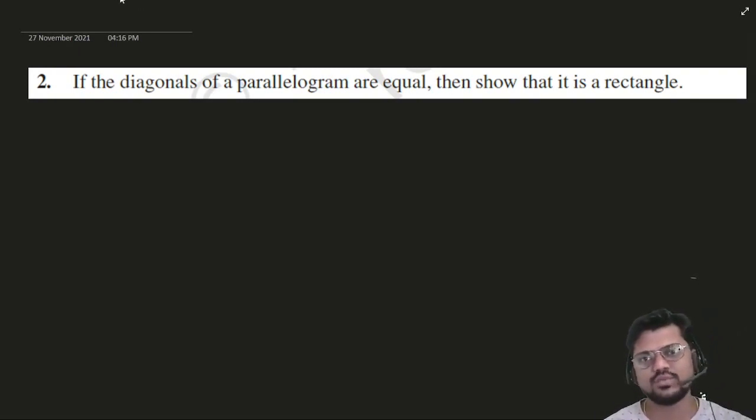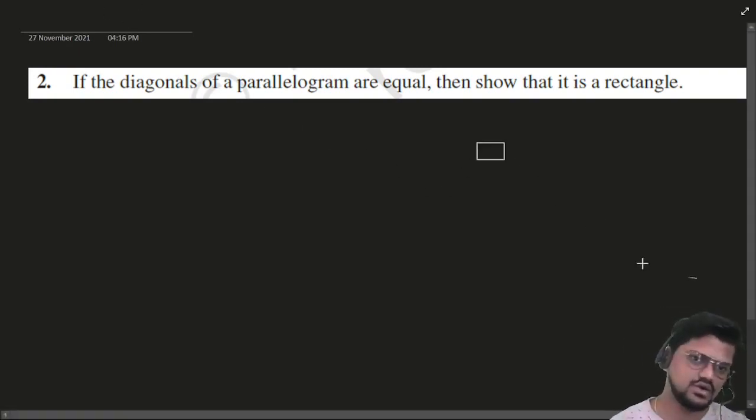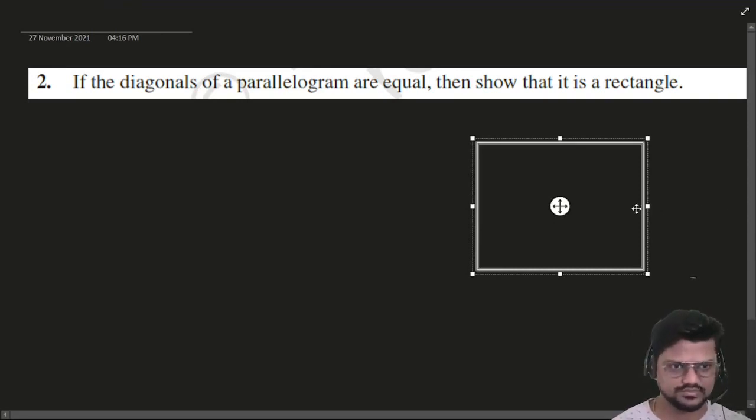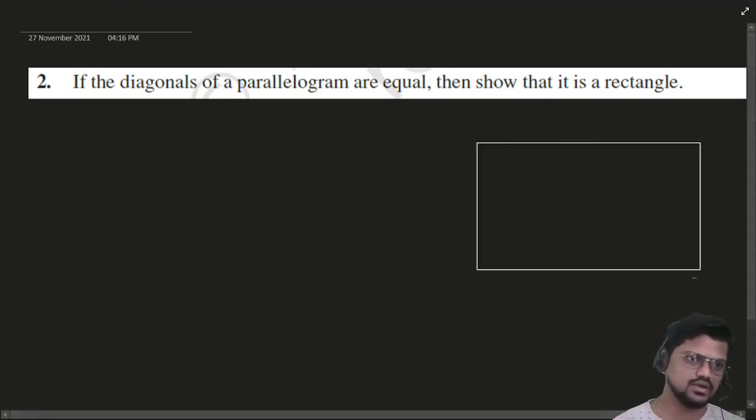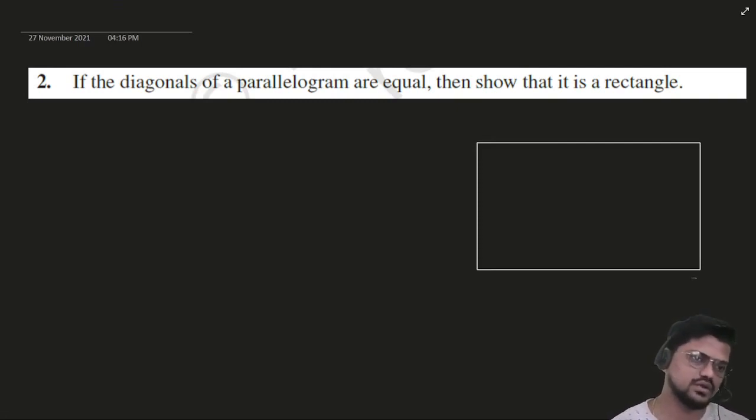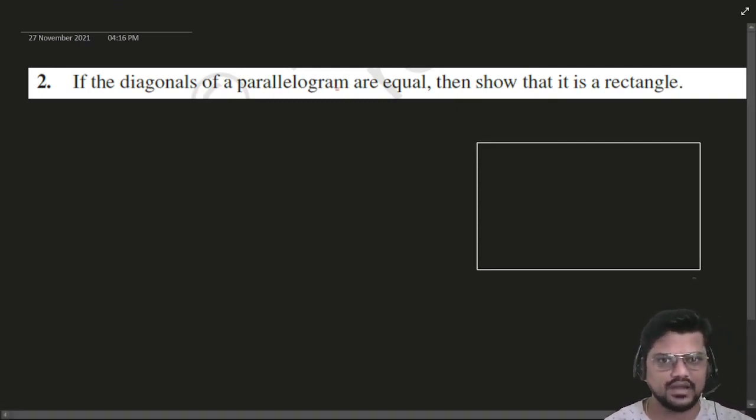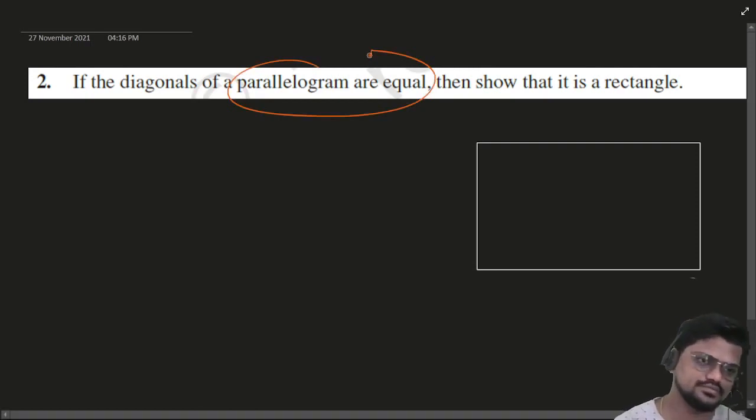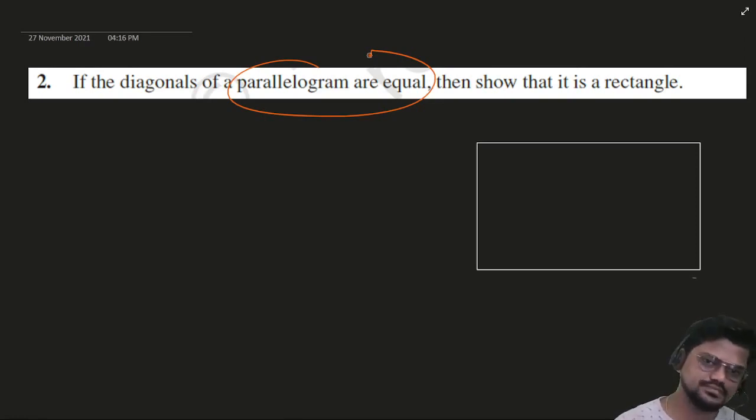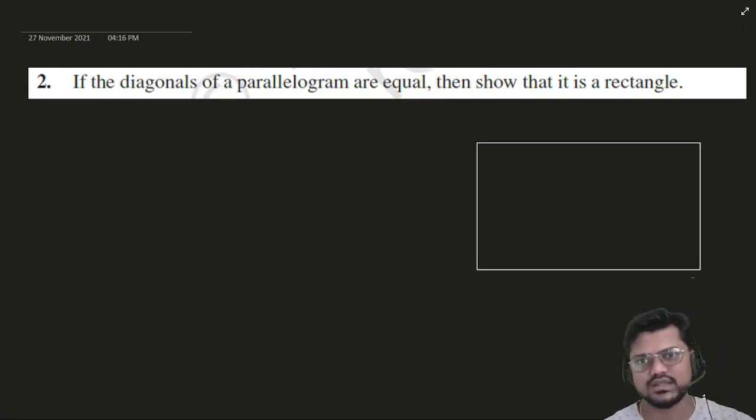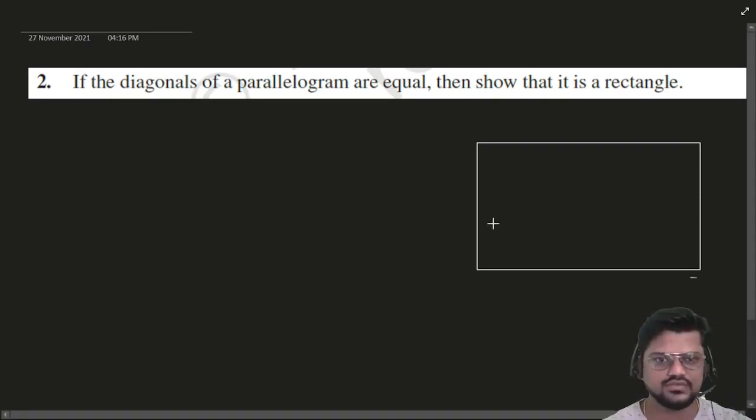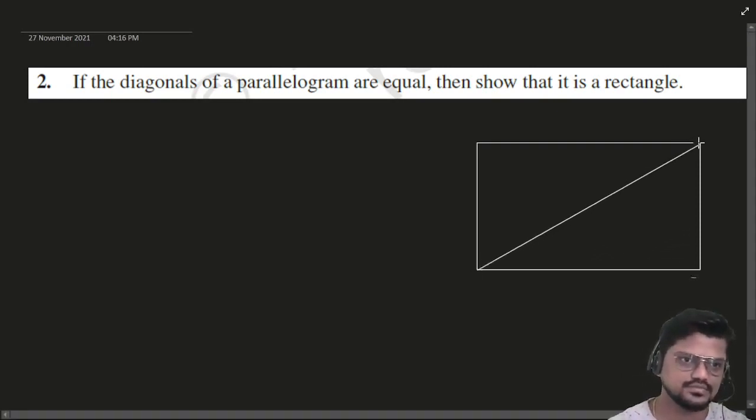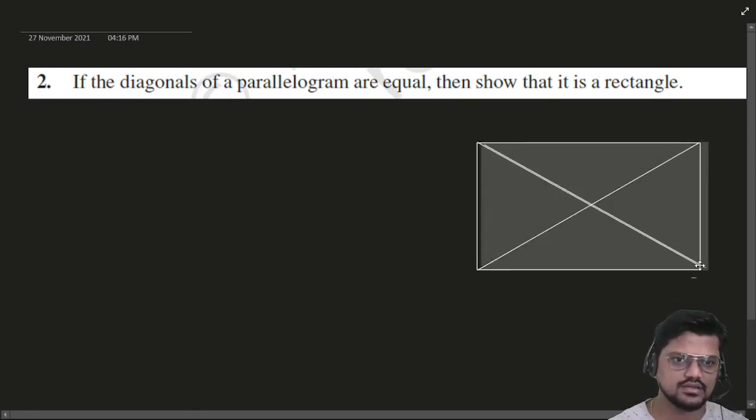Whenever you have proofs like this, that show that it is a rectangle, while drawing it, draw it as a rectangle only. Don't draw it as a parallelogram, even if they have given that the diagonals of a parallelogram are equal, because the diagonals will not come out equal if you draw a parallelogram. If you draw these two diagonals, the diagonals of the parallelogram are equal, then you have to show that it is a rectangle.